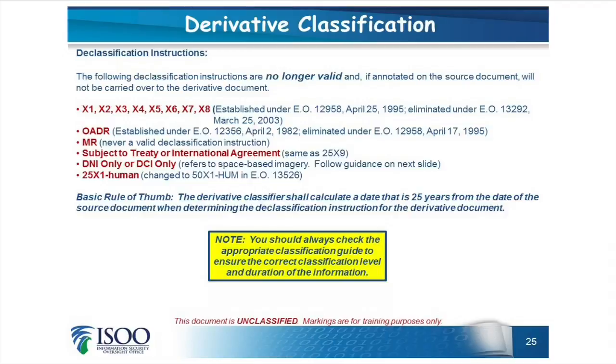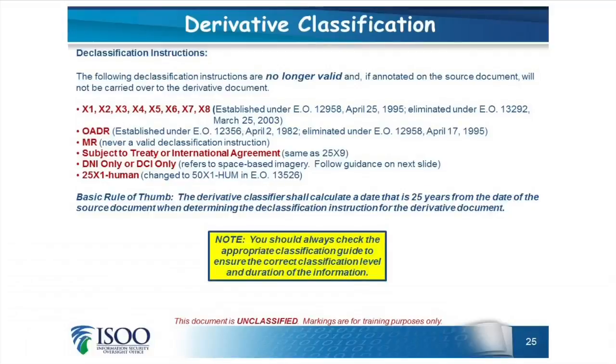MR, or manual review, was never a valid declassification instruction. It first appeared in the banner line, or the overall classification line, and indicated that there was information in the document that was not covered by EO 13526 and required a separate review process. A good example of this is restricted data and formerly restricted data, which fall under the Atomic Energy Act.